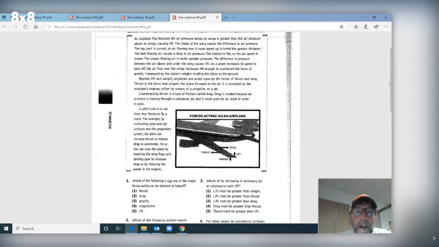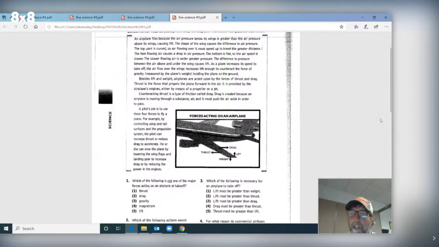So basically, the engines will create all that force when you take off, and the force they're creating is greater than the drag and the weight of the plane. So the engines will propel it to get up in the air, and that lift must be greater than the weight of the plane. Okay, so number 3 would be number 1.